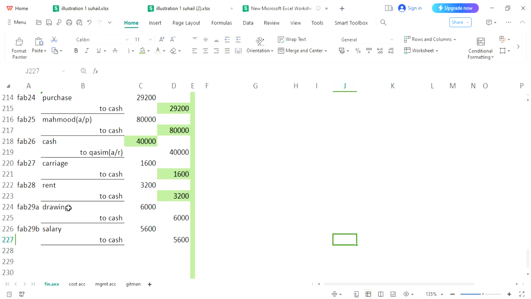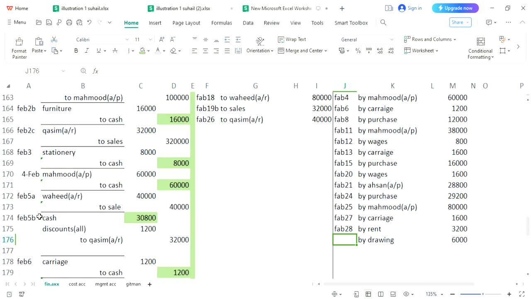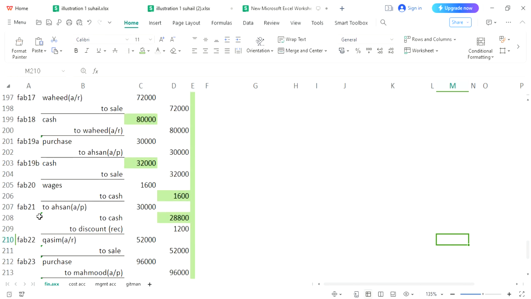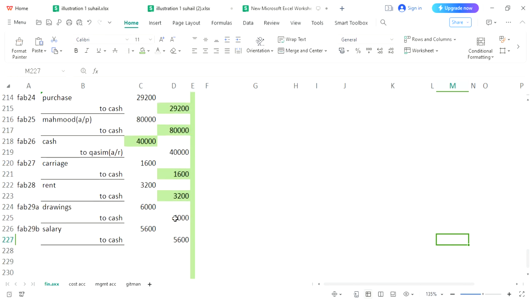Let's look at the date of 6000, February 29A. So put February 29A. Date has been mentioned, reference is given, amount has been posted 6000. It means it is completed. We are marking it as a completed entry, after which we have the last entry.